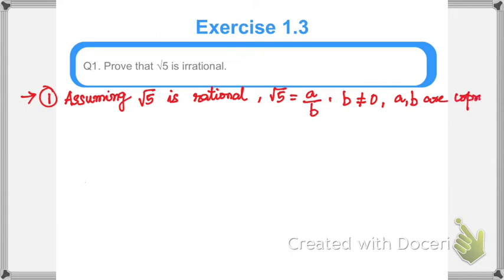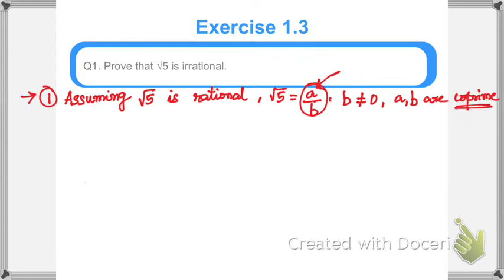Why they are co-prime? Because this a and b are always in the simplest form. When we write it as a by b, it's in the simplest form, and simplest form means these two, a and b, don't have any other common factor. So that's why co-prime, since they don't have any common factor.